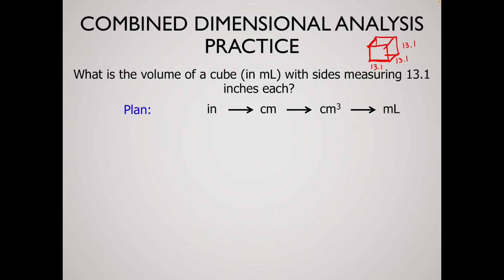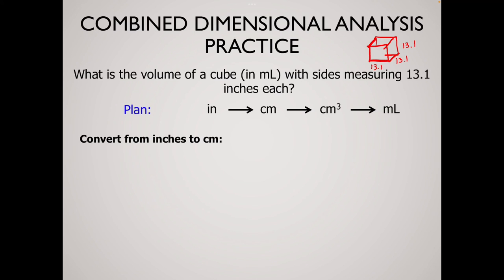Okay, so here's our general plan. We need to convert inches to centimeters, right? Because that's a conversion we know. That's an English to metric conversion, and I will give you that. And then we can figure out the volume of the cube. Once we get all of our sides in centimeters, we can multiply them all together to get the volume of that cube. And then once we know the volume in centimeters cubed, remember, centimeters cubed and milliliters are the same thing. So if I know my volume in centimeters cubed, then I also know my volume in milliliters. So that's the game plan. I'll walk you through it.